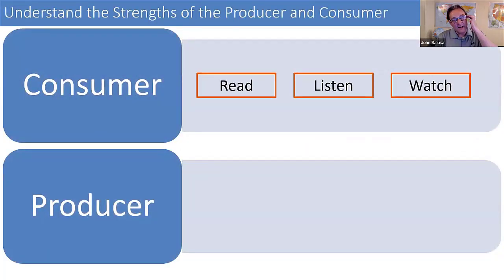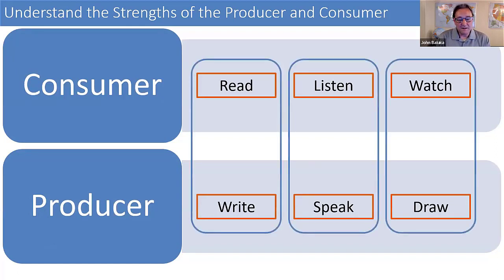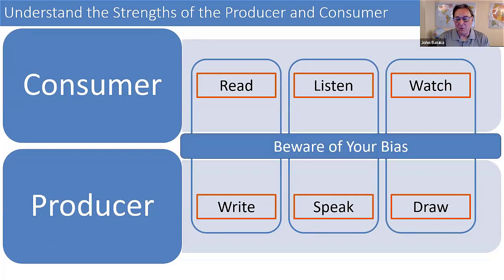So, understanding the strengths of when you're a consumer or a producer: when you're a consumer, you can read, listen to, or watch. And when you're a producer, you like to either write, speak, or draw. You also find that if you're someone that likes to draw, you might be someone that likes to watch stuff. That's probably more me. If you're someone that likes to write, you like to read a lot. So you have to be aware of your bias, because the people consuming your content may simply not learn in the same way.